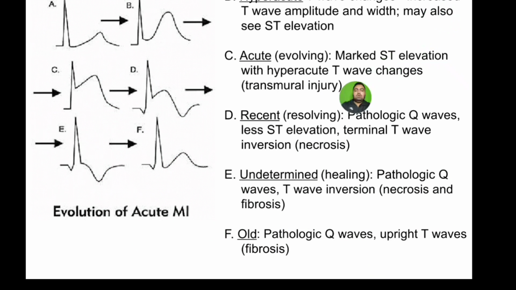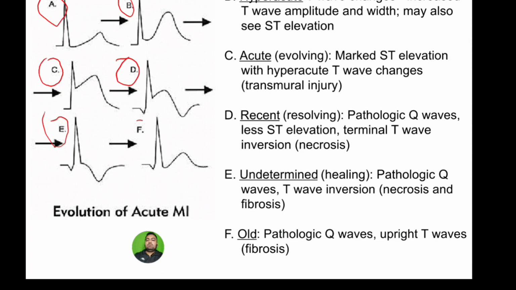So now let us see the evolution of acute MI. This is a normal ECG. This is hyperacute. This is evolving or acute. This is recent or resolving. This is undetermined, and this is old. As I told you in the previous slide, in a normal ECG everything is normal. There is no Q wave, the ST segment is isoelectric, and the T wave is almost normal.